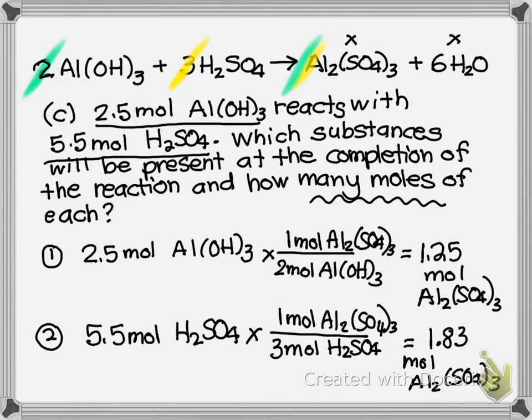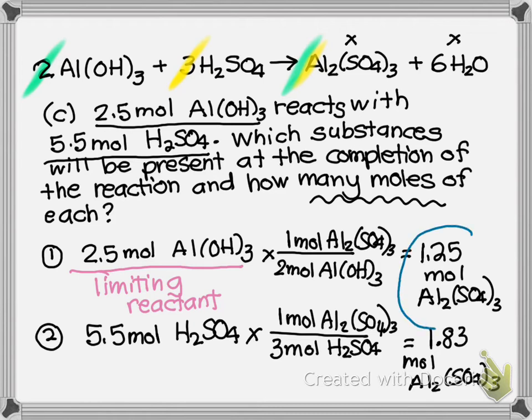Okay, so what I know is, I can get quite a bit of information from what I just did. What I know is that aluminum hydroxide is the limiting reactant. And I know that because when I compare the two answers, how much each one of them will make, I see that the aluminum hydroxide will make a smaller amount. It will make 1.25 moles of the aluminum sulfate. Okay, so I know that the aluminum hydroxide is going to go to 0, and the aluminum sulfate is going to be 1.25.